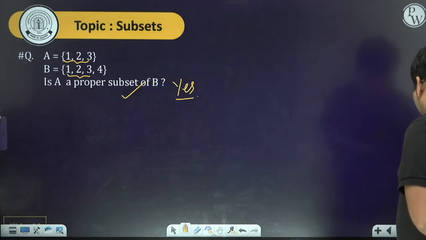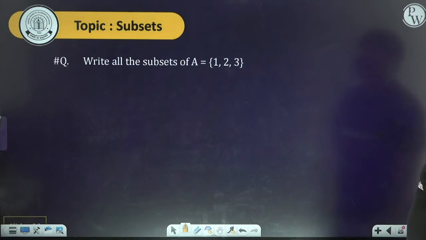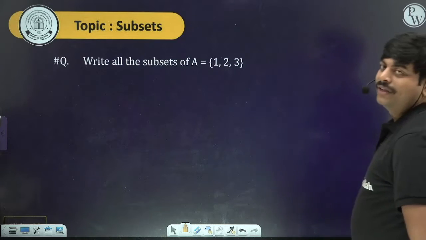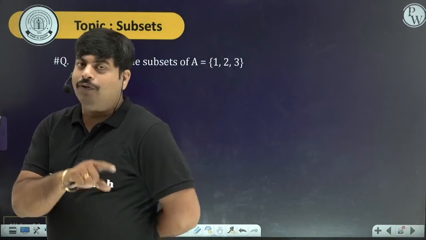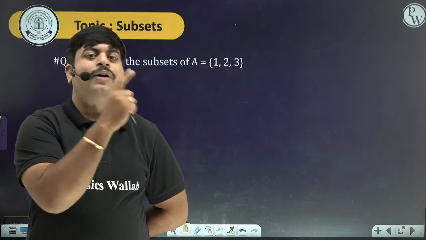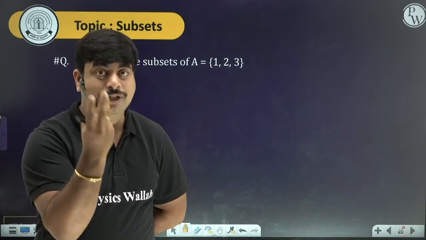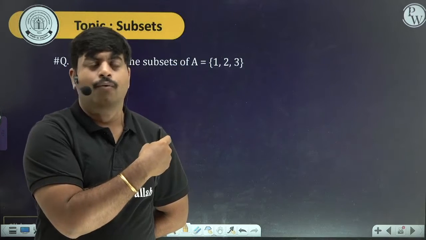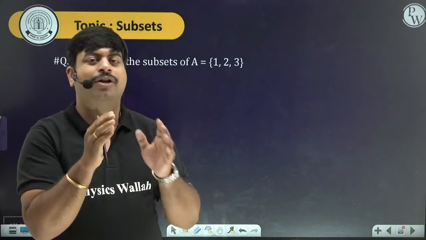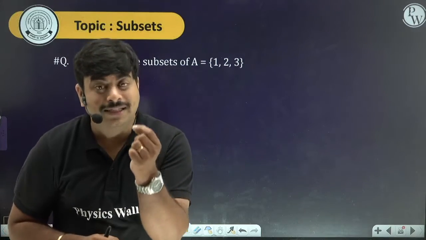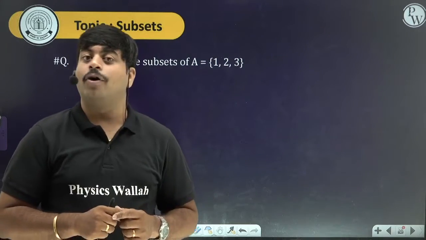Okay, so let's move forward for the next one. Write all the subsets of A = {1, 2, 3}. Once again, the same thing I'm telling you. Before, we just took {1, 2}. Now we're taking {1, 2, 3}. Now we're taking 3 elements. Let's try to understand what the total number of subsets is. Based on that logic, you can easily try to find a formula to find the number of subsets.